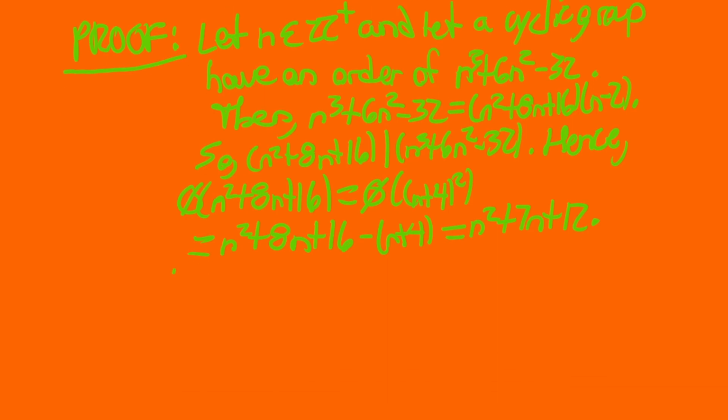So therefore the cyclic group has n squared plus 7n plus 12 elements of order n squared plus 8n plus 16, as desired. All right, that is it for problem 7.